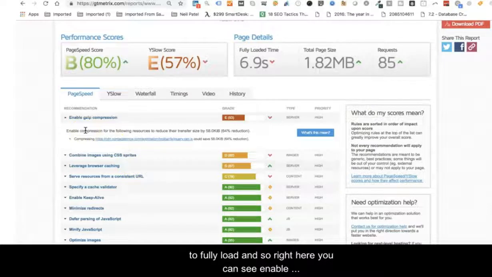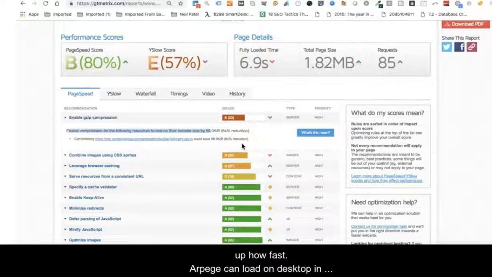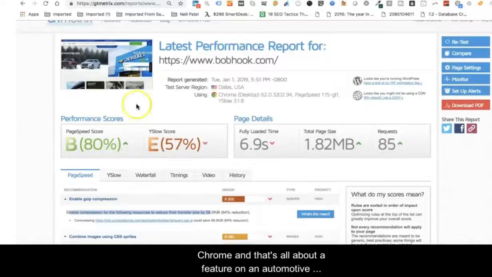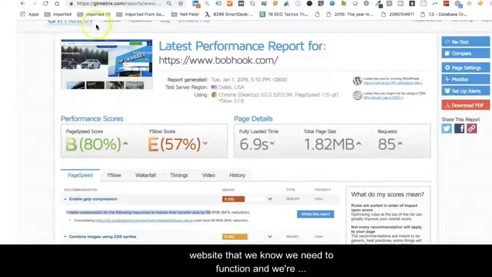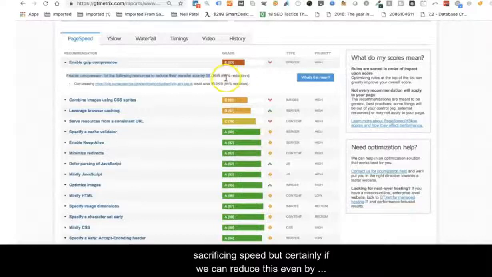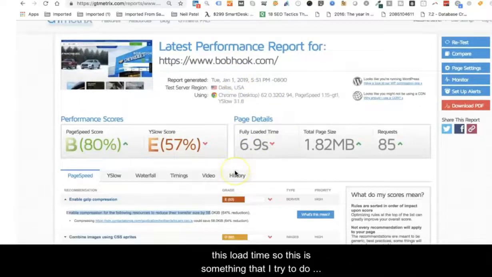And so right here, you can see enable compression for the following resources. It looks like contact at once, which is a chat, a toolbar. If we can compress that, that's going to be huge for us. It's really going to load up how fast our page can load on desktop in Chrome. And that's all about a feature on an automotive website that we know we need to function, and we're sacrificing speed. But certainly if we can reduce this even by 10%, that's going to help us with this load time.